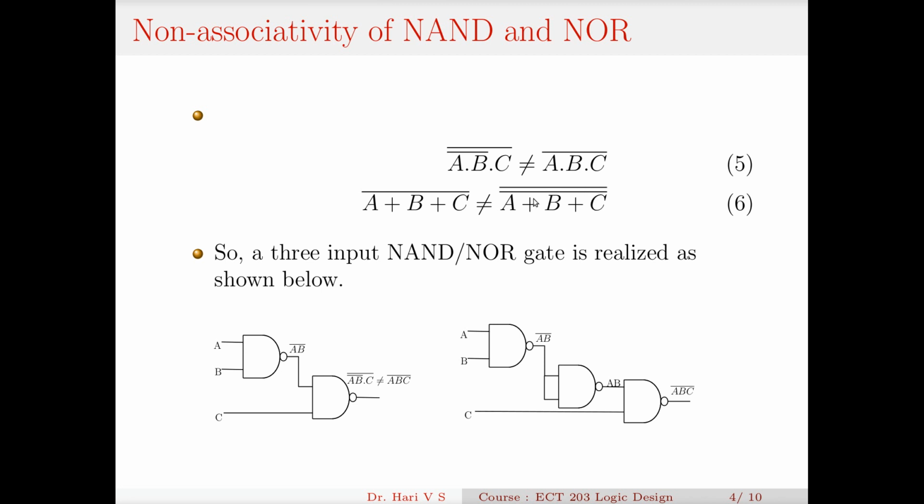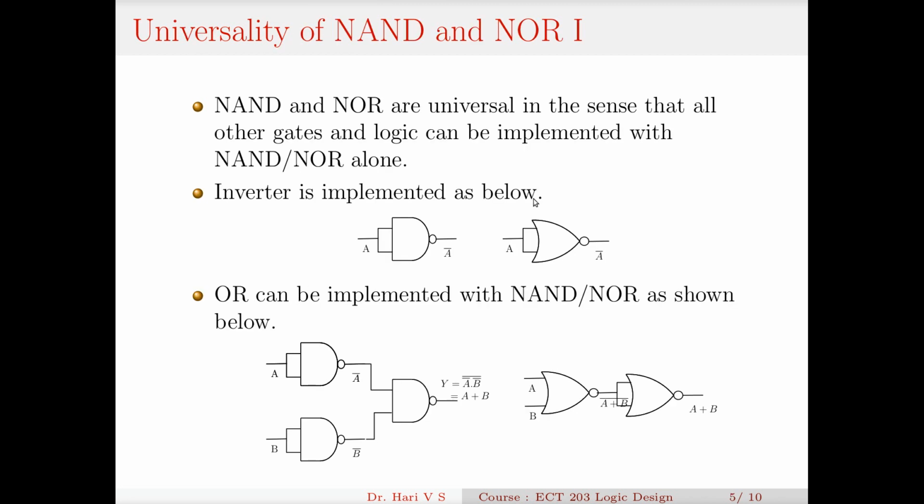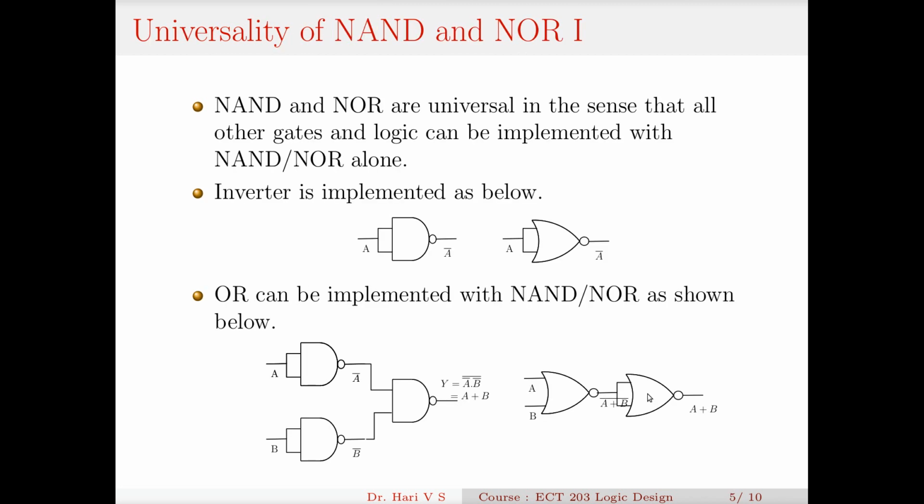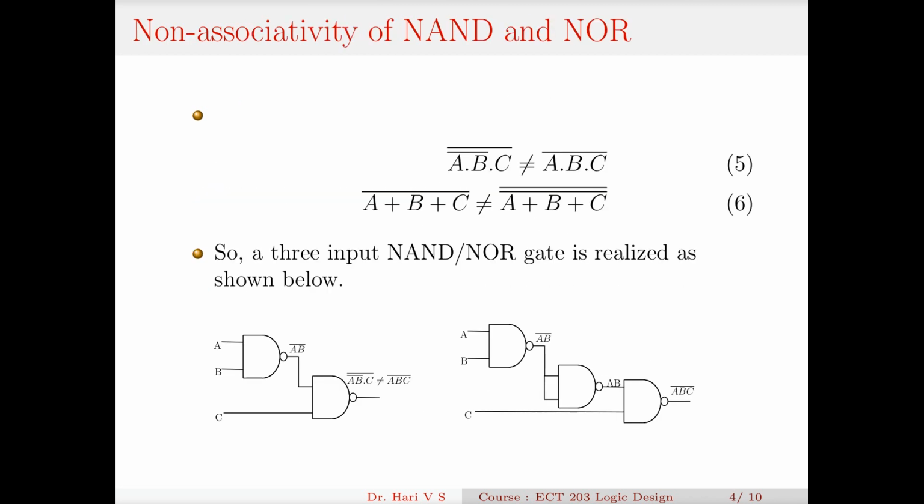There's a small mistake here. Please correct that. Likewise here, if I connect a 2-input NOR and cascade it to another 2-input NOR gate, you will not get a 3-input NOR. You have to connect a NOR like this: I have A or B, then there's a complement, then there is a third NOR, and only then will it work out. So the point we stress here is that NAND and NOR are not associative.